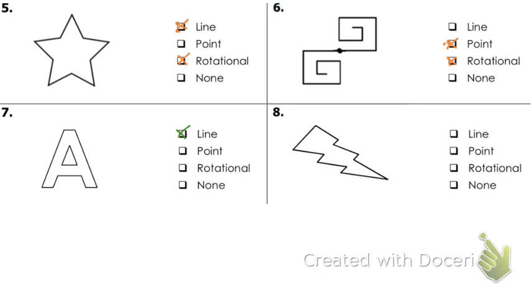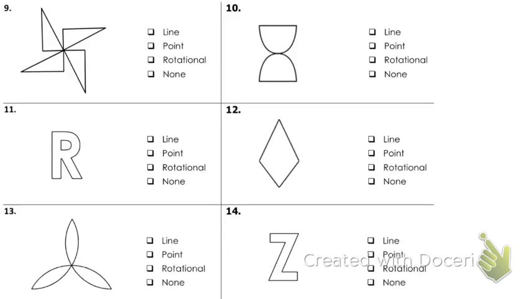Okay, this is number 8. Raise your hand for line symmetry. Okay, I agree. Raise your hand for point. I agree. Raise your hand for rotational. There's absolutely no symmetry. I agree, none. Did you get it right?